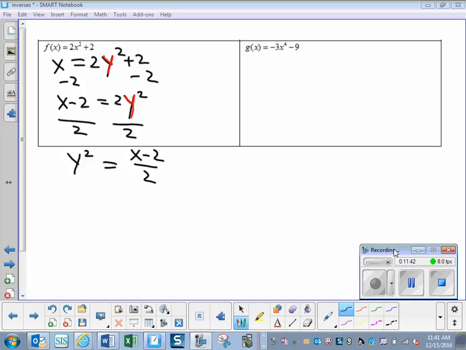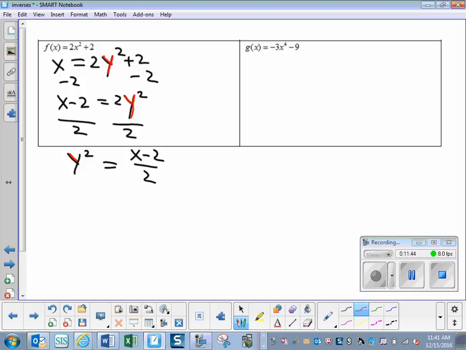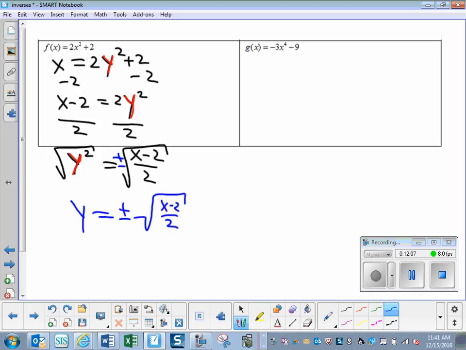Yes, now I can square root it. So I'm solving for y, so I'm going to square root both sides, and I don't forget what? Plus and minus. Right. So the square root of y squared gives me what? y, and then plus minus, and then just leave the x minus 2 over 2 under my square root. That's it. That's my answer.